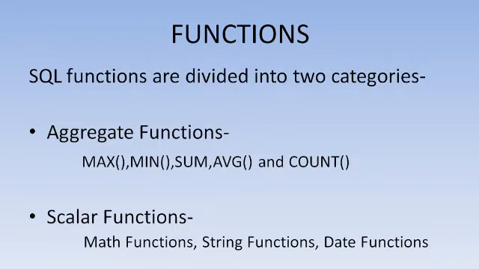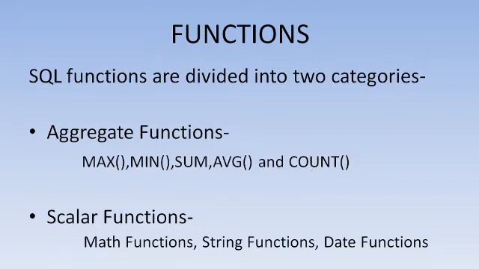Aggregate functions are also known as group functions or multiple row functions. These types of functions work with multiple rows. Mainly there are 5 aggregate functions, namely max, min, sum, average and count. Count has two variations, count and count star.